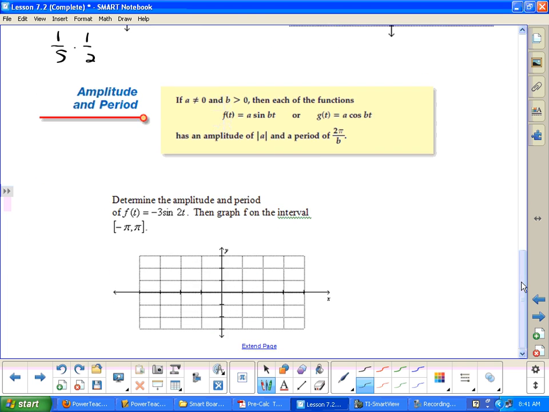All right, so then we're just going to focus on what we call amplitude and period. Okay? The amplitude is whatever the stretch or compression is vertically. The period is whatever the stretch or compression is horizontally. So amplitude is my vertical stretch or compression. And my period involves the horizontal stretch and compression.